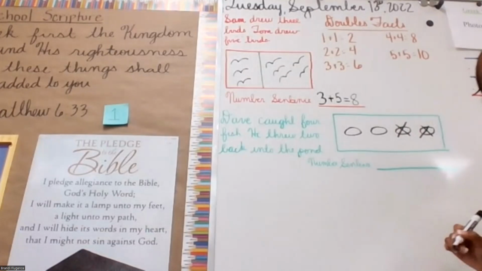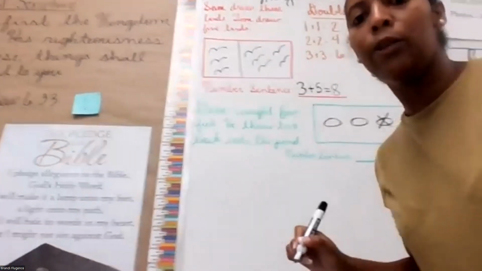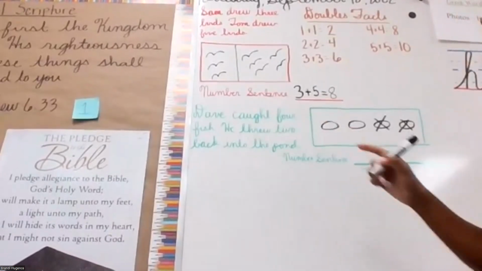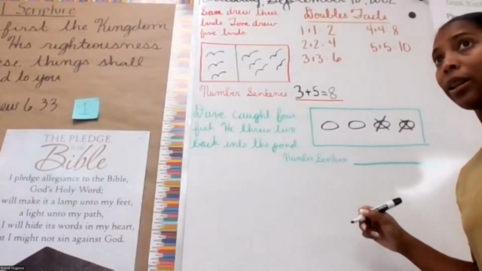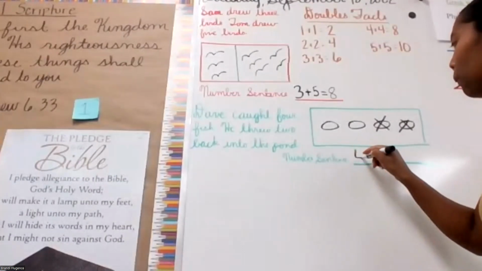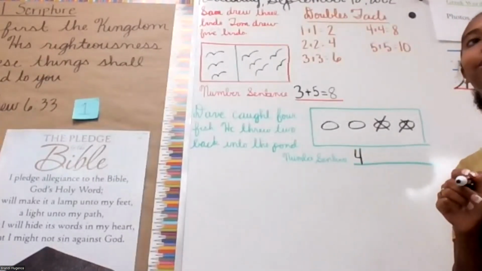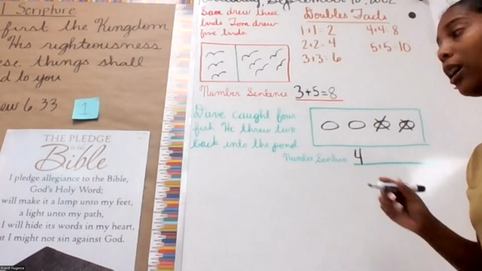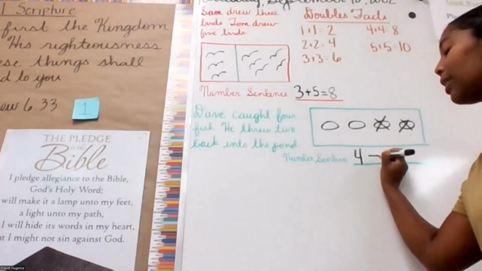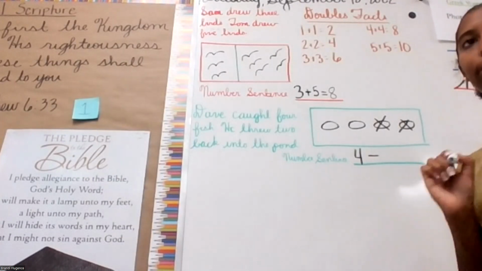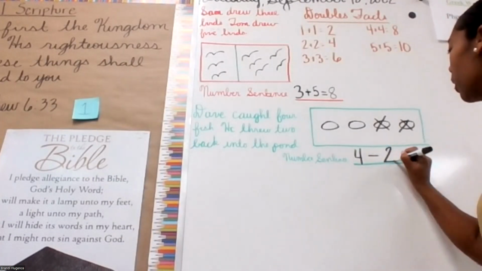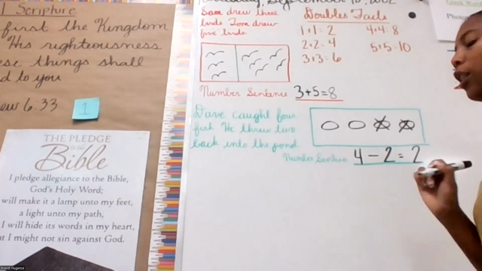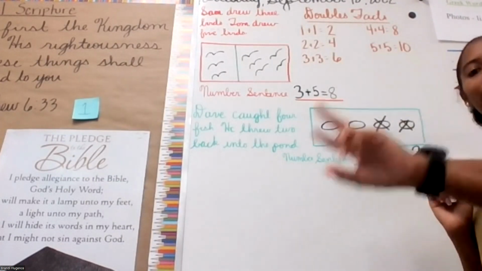Okay, so now let's make a number sentence using the numbers in my problem. So let's start again. Dave caught how many? 4. So we put a 4. Is it plus or minus? Minus. He didn't add some, he lost some. So it is minus. How many did he lose? 2 equals how many does he have left? 2. 4 minus 2 equals 2.